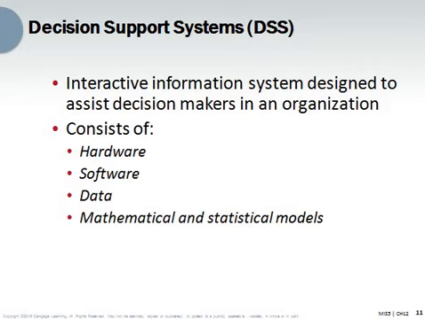A decision support system is an interactive information system designed to assist decision makers in an organization. Interactive means you can query. If you have an SQL database and you have processed the data, then you can query that SQL database for different purposes. Different departments in the company can query according to their needs.